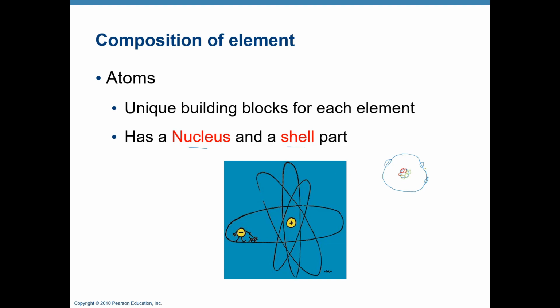Okay, so this one has 3 electrons, 1, 2, 3, negatively charged, and this one has 3 protons, that means 3 positive. Okay, 3 protons, and neutrons are neutral. So this is a neutral atom.